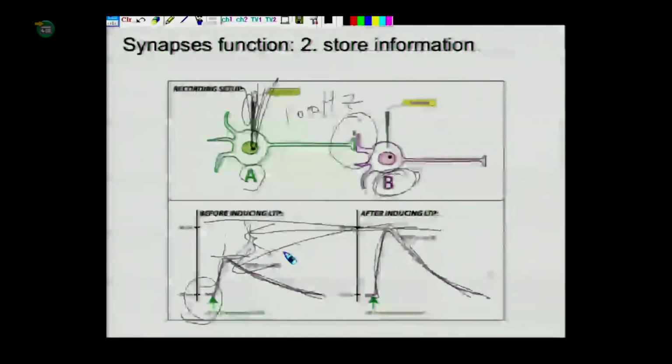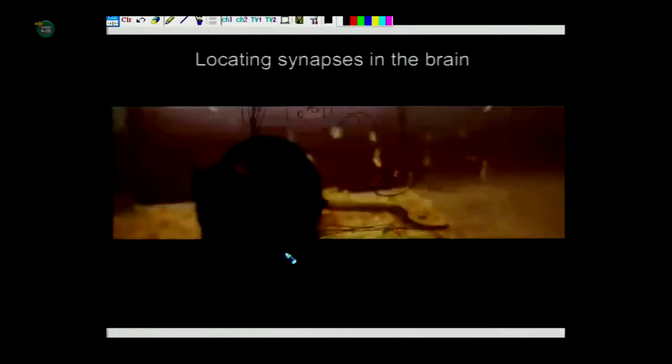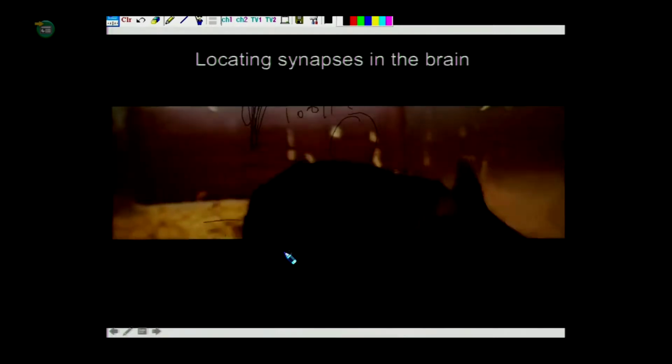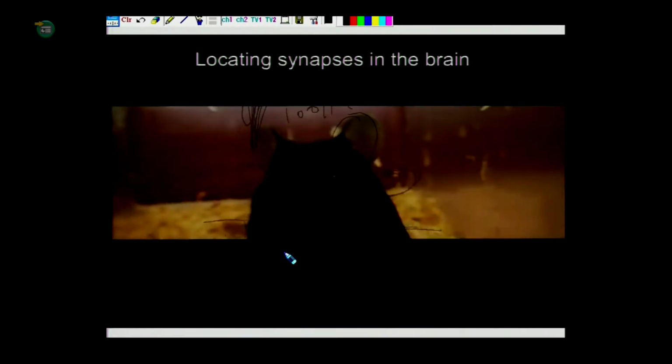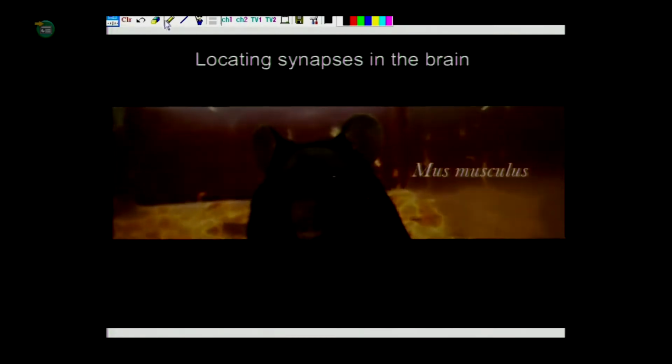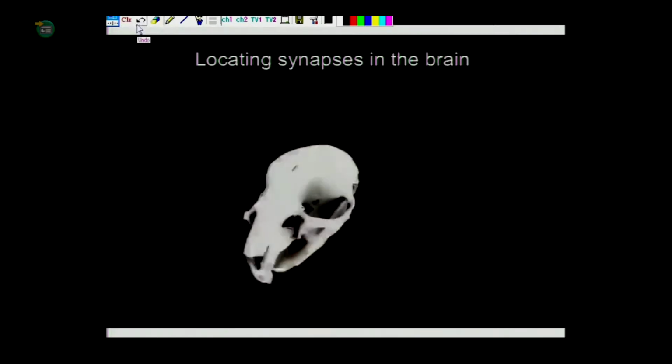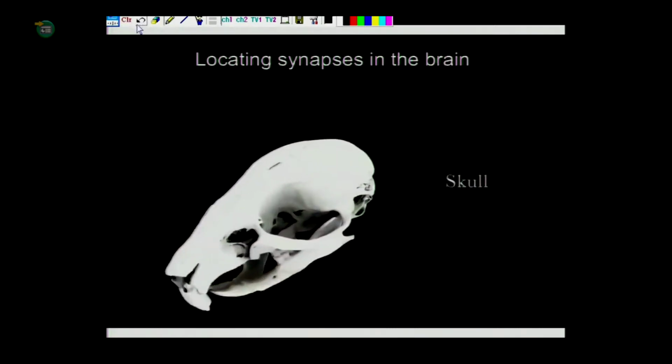For example, let me help you locate the synapse in the brain using a mouse brain now. This is a C57 black 6 mouse. So you're going to see that in this mouse brain.